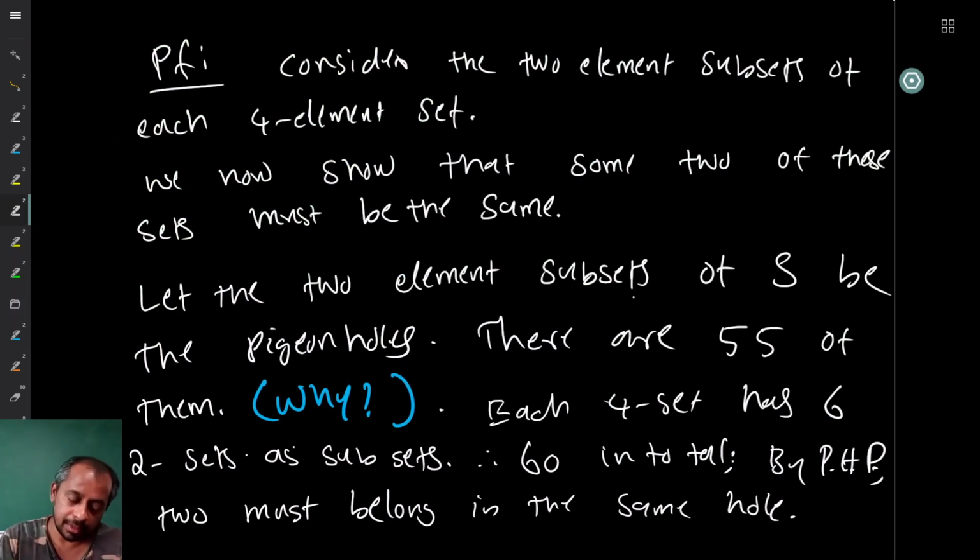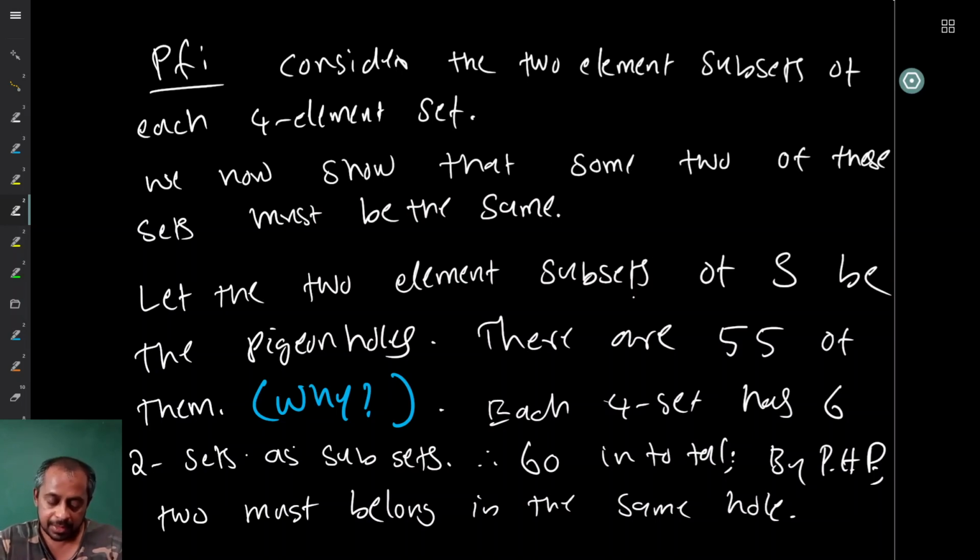Okay, so here is the proof I have written here. Consider the two element subsets of each of the four element set. We show that some of the two sets must be the same. And for this, we look at the two element subsets of S as the pigeonholes. There are 55 of them. Again, think about it. Why?